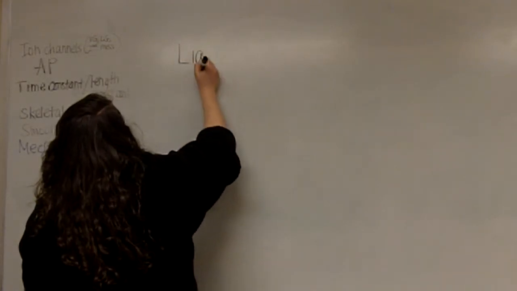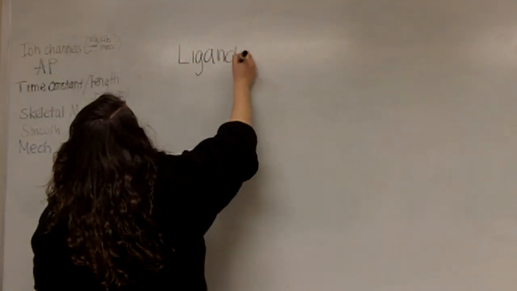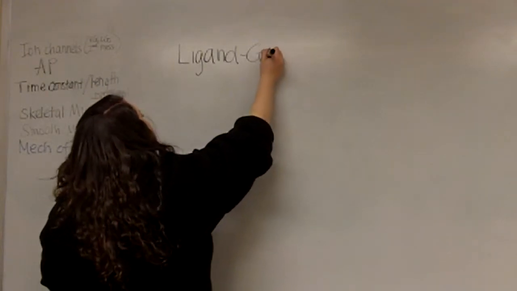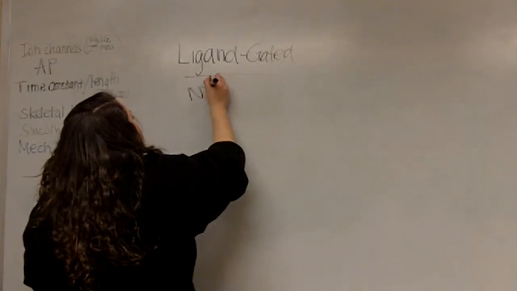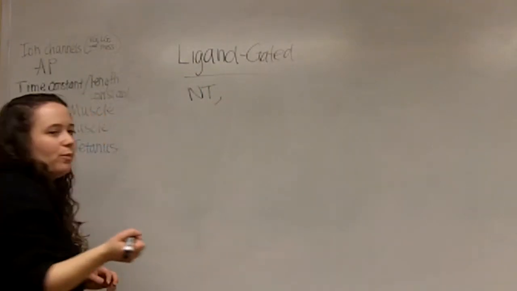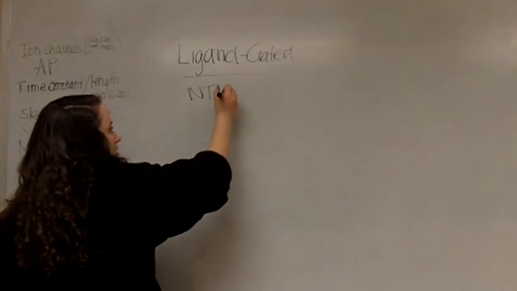Okay. And then you have ligand gated. So ligands are just molecules. They can be neurotransmitters, they can be neuropeptides, they can be all kinds. They can be hormones.